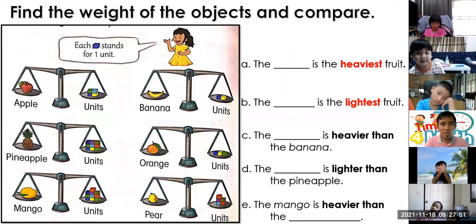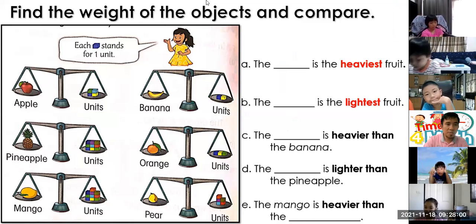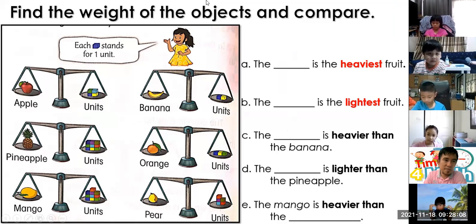Yesterday we learned this one. Now this is very important. If you know these things, you will automatically have 5 points in your midterm test. Now let me ask again, Captain. Before we answer your book, what is the heaviest fruit here?